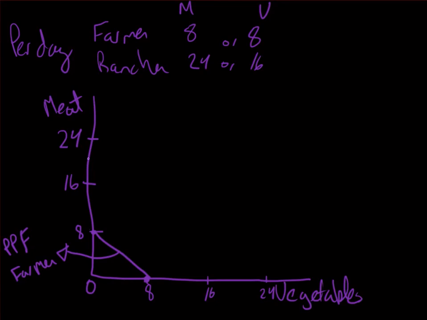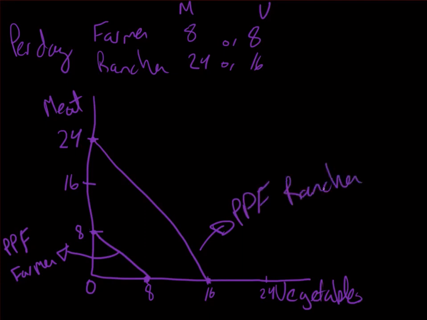If I look at the rancher now, his options are 24 units of meat if he produces 0 veg, or if he produces 0 meat, 16 units of vegetable. Therefore, the straight line here would be the production possibilities frontier for the rancher. Okay, so we can see they're not necessarily in the same place. They're not crossing, so there are no worries yet. We're going to see all the implications of this.